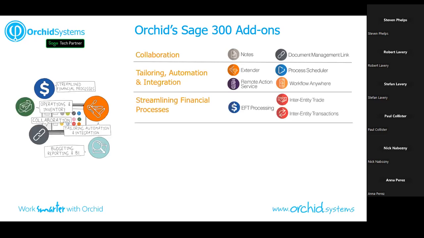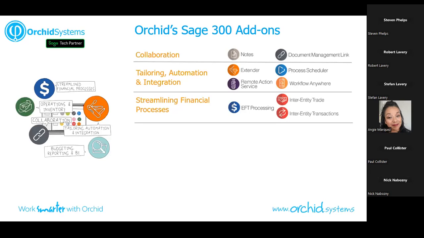Our focus today is around streamlining financial processes, more specifically the EFT processing solution. But for those of you in the 300 world that might have intercompany transactions, we can automatically allocate expenses or revenue across multiple companies. We can also buy and sell through inter-entity trade, where you create an AR invoice in one company, it creates an AP invoice in another company, and vice versa.